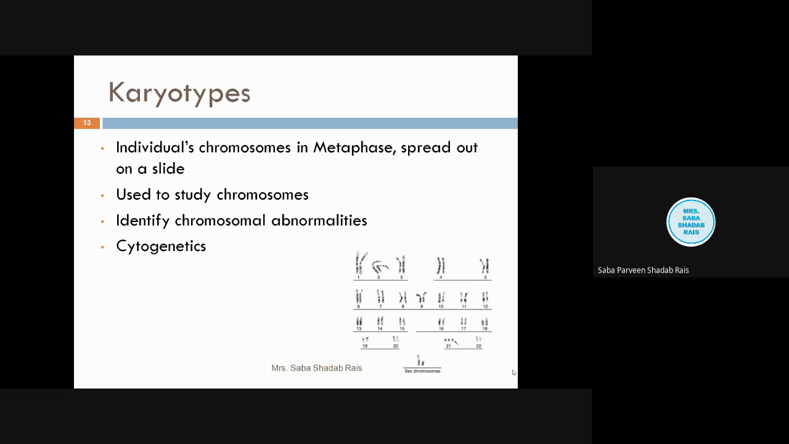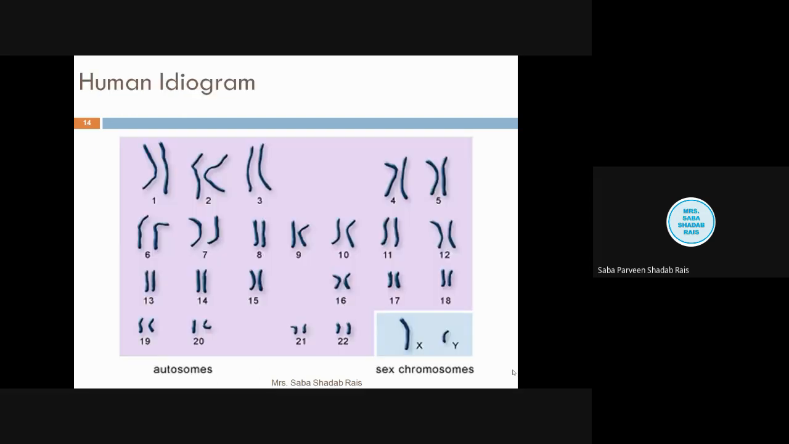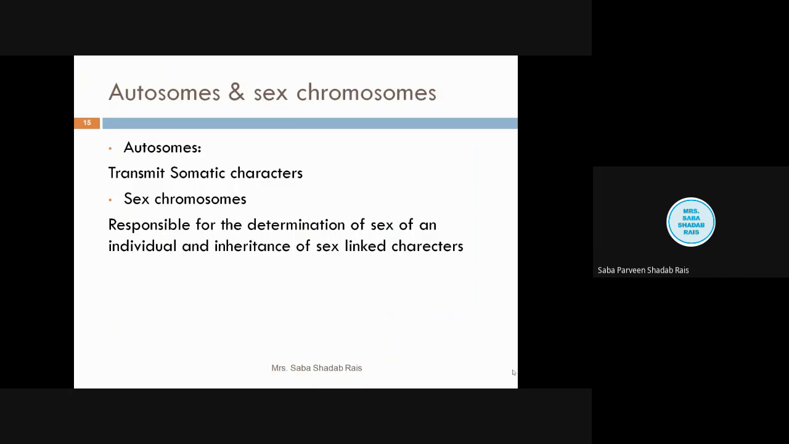But if these chromosomes are properly arranged in the decreasing order of their size, this is called the ideogram. We need to remember there is a difference. Usually students get confused that the total chromosomes of any species are called what? It is called the karyotype. And the proper arrangement of the chromosomes in decreasing order is your ideogram.